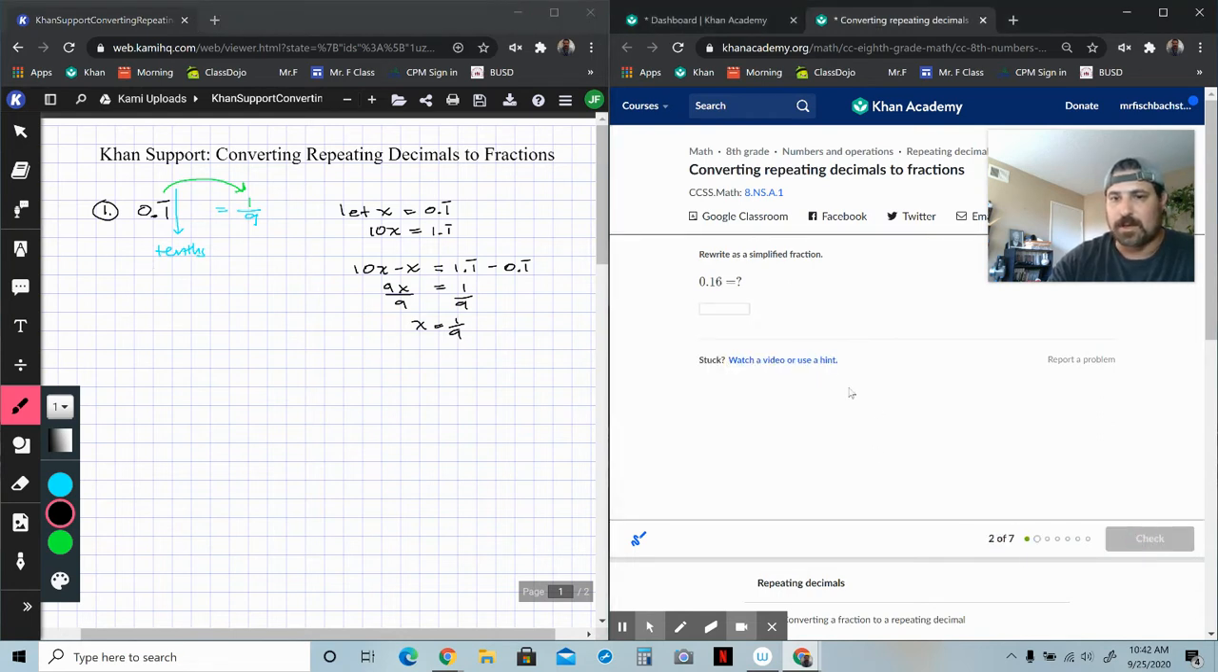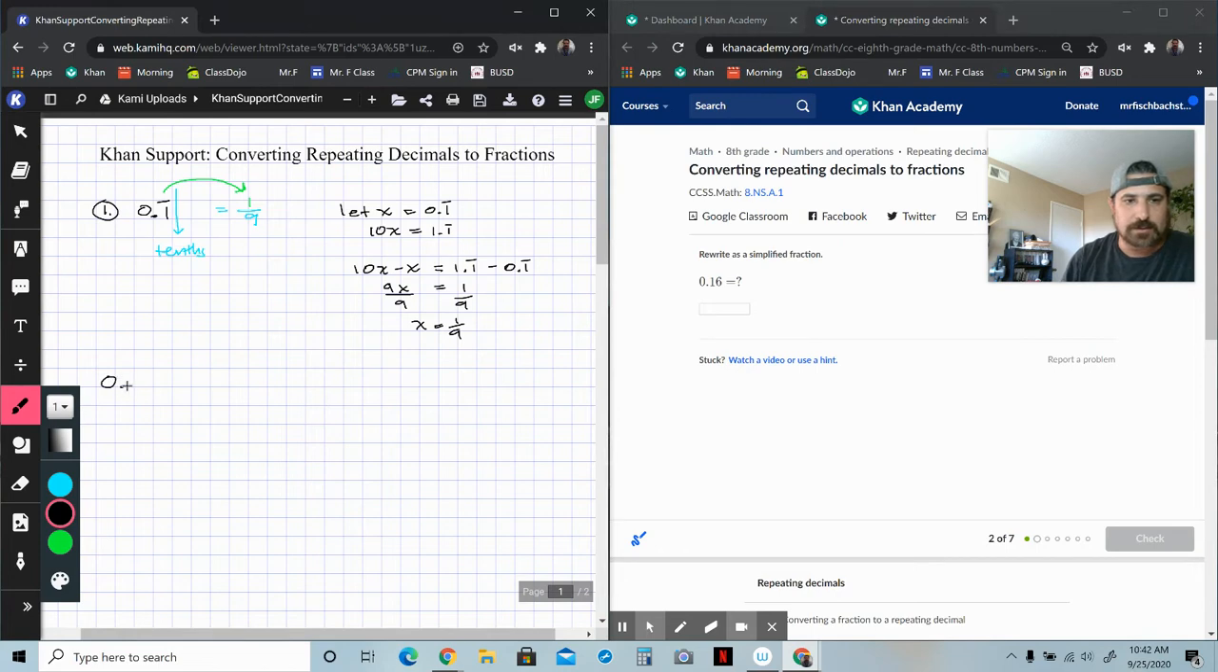So let's look at the next one. All right, this one says 0.16 repeating, with just the 6 repeating. So this is a little trickier, right? So let me do this as number 2. So number 2 here is 0.16 with the 6 repeating, okay? So that's the problem we're focused on.